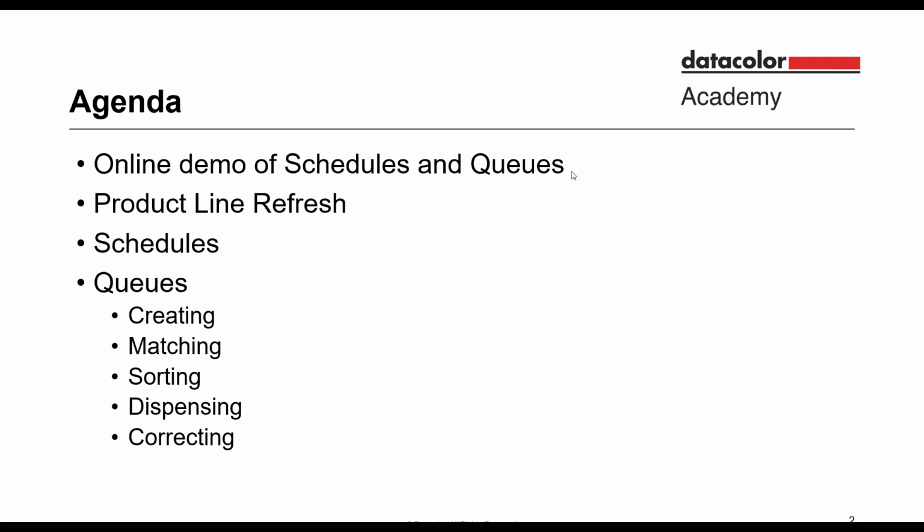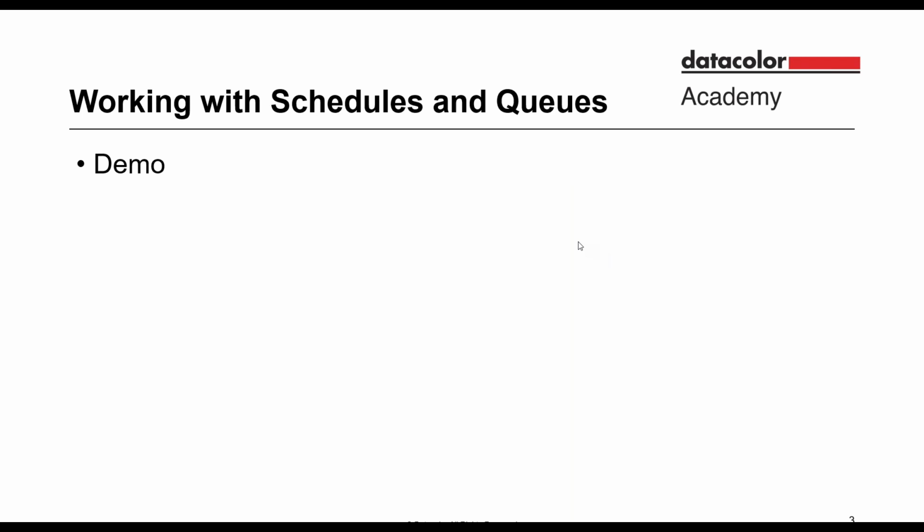So our agenda for today is we're going to do this all online with a demo of schedules and cues within Match Pigment. We'll start the demo with a quick refresh on product line and what that is from a matching point of view and how it relates to our next topic, which would be schedules. From creating schedules, we'll move into cues. With cues, we'll look at creating cues, matching with cues, some sorting options, dispensing cues, and then correcting cues. So let's hop right into the demo.